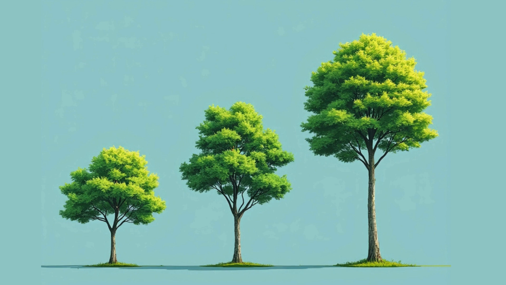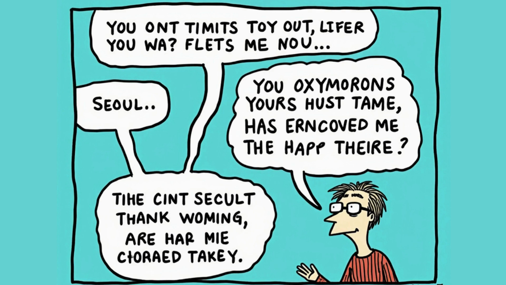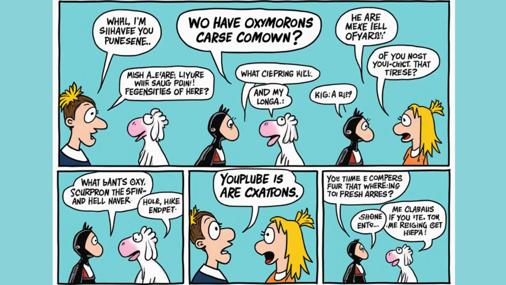Okay, moving on to types of sentences. We've got declarative sentences, which are just statements of fact. Like the sky is blue. Exactly. Then we have interrogative sentences, which ask questions. Why is the sky blue?